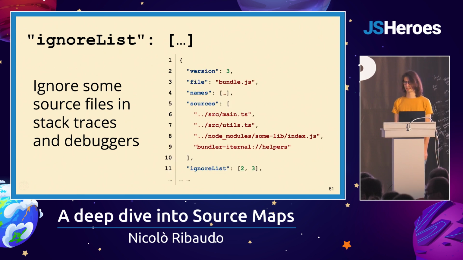So for example, you might be loading some polyfill, or maybe there are some bundler internal helpers that Webpack is emitting that you don't really care about when you're trying to debug your code. And so tools can say, okay, I included these files, but actually hide them for the developer. They're just an implementation detail. And when they're debugging their code, they should debug in these main TS and utils TS files.